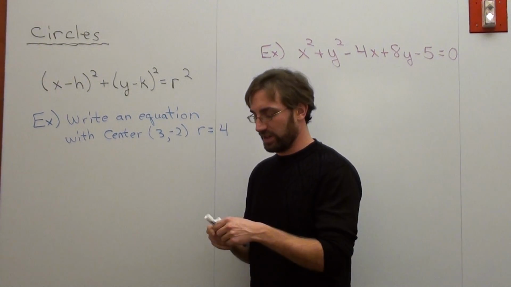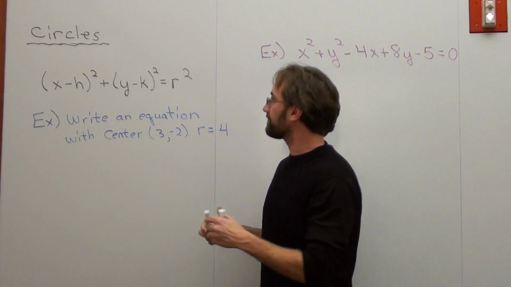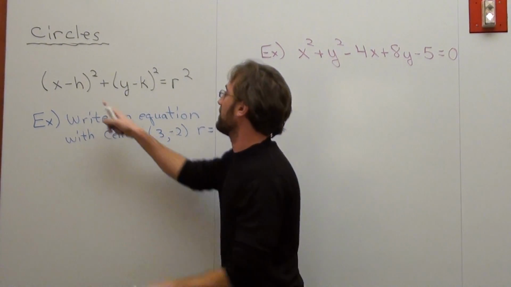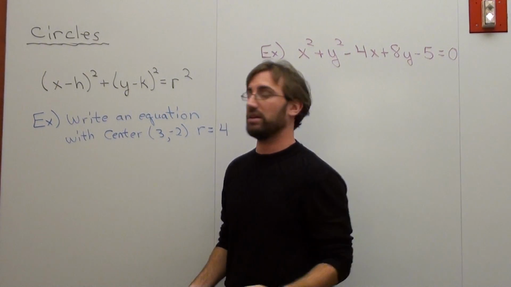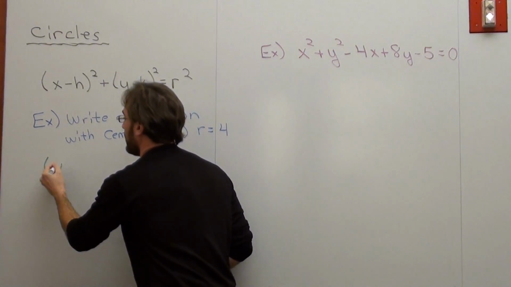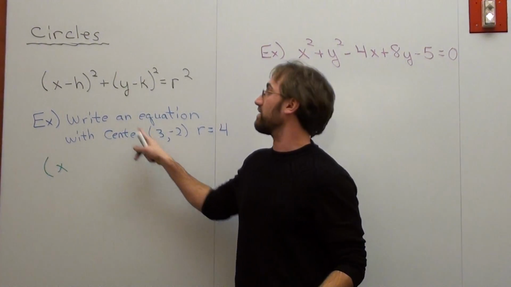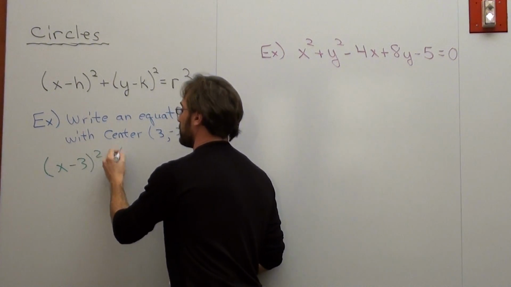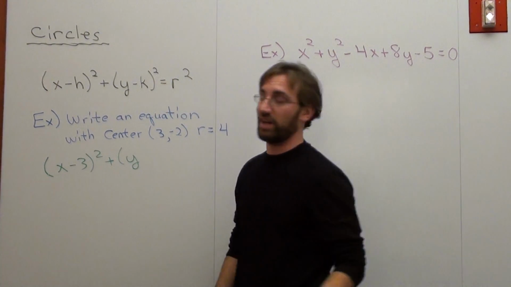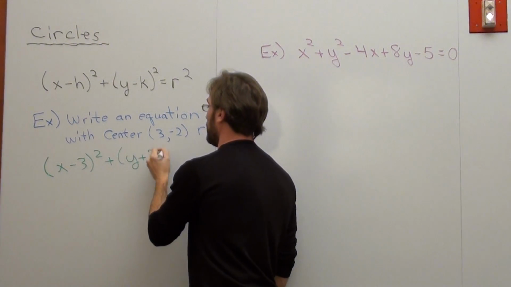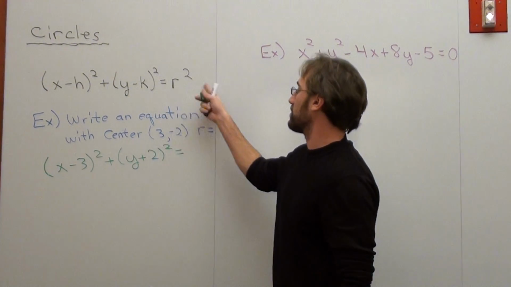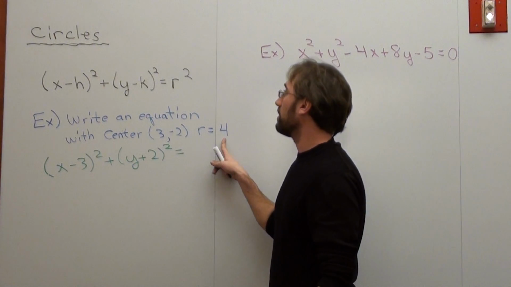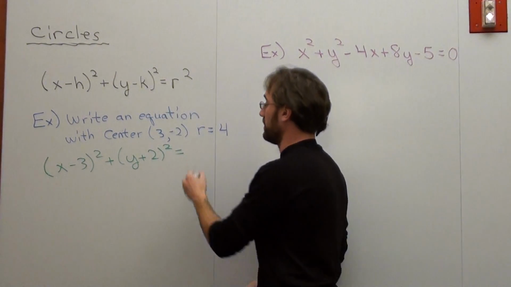Well, let's figure it out. It's not too bad, actually. So the first point stands for the h, the second point stands for the k. If you want to do that, it's x, and you take the opposite of this if you want to figure out the h, so it's x minus 3, quantity squared, plus y, take the opposite of this, which is positive 2, quantity squared equals radius squared. The radius is 4, so the radius squared is 16.